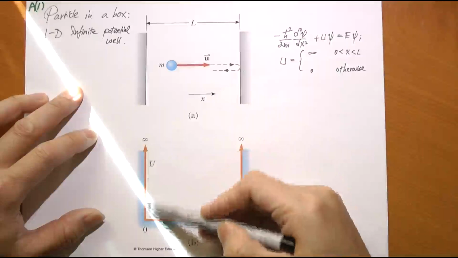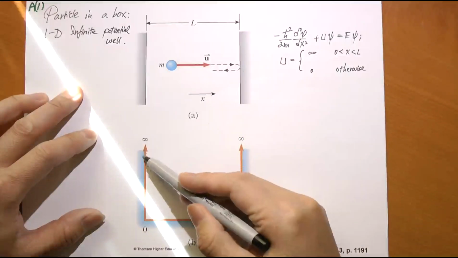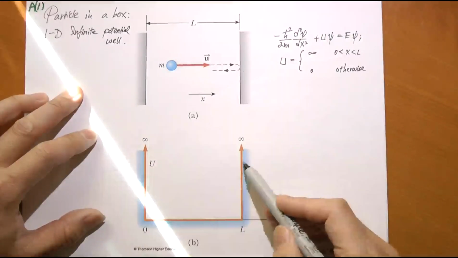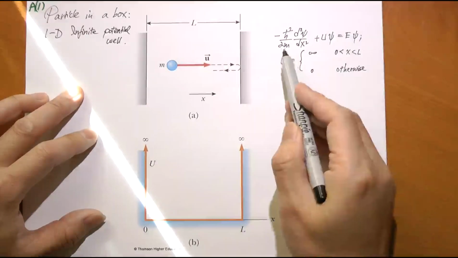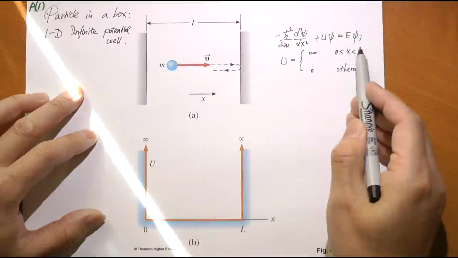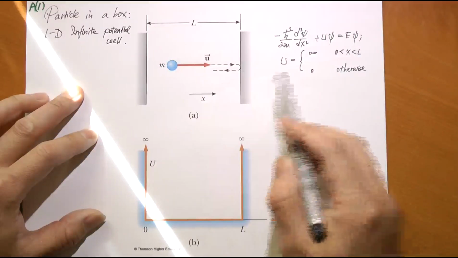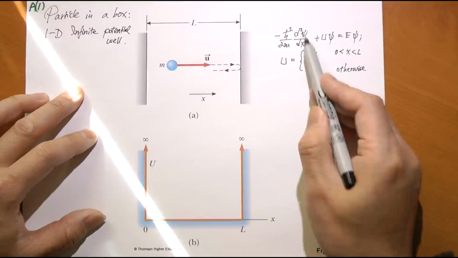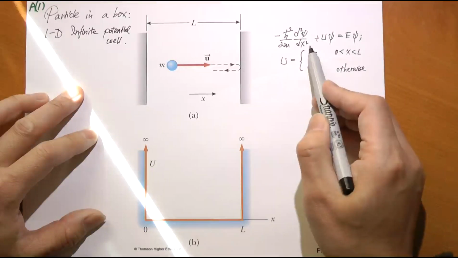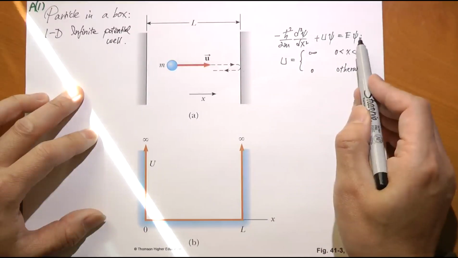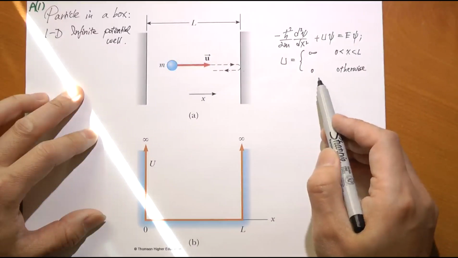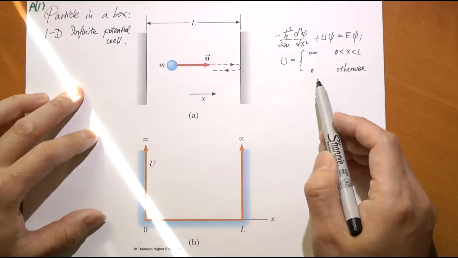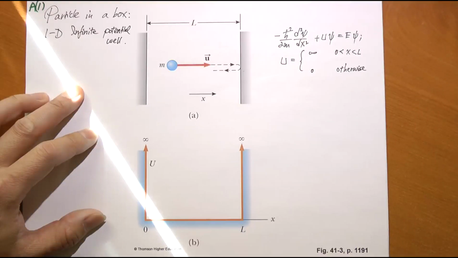So once again, this is the potential energy curve. Infinity from here on, and from there on, and 0 in between 0 and L. Here is Schrödinger's equation written down for this problem: negative h bar squared over 2m, second derivative of psi, that's the kinetic energy term, plus U psi equals E psi, and U is, again, infinity or 0, depending on where it is. How do we solve this type of problem?